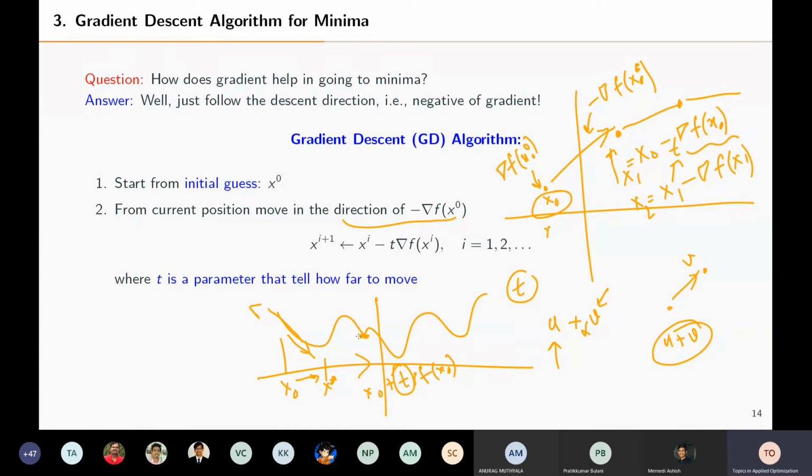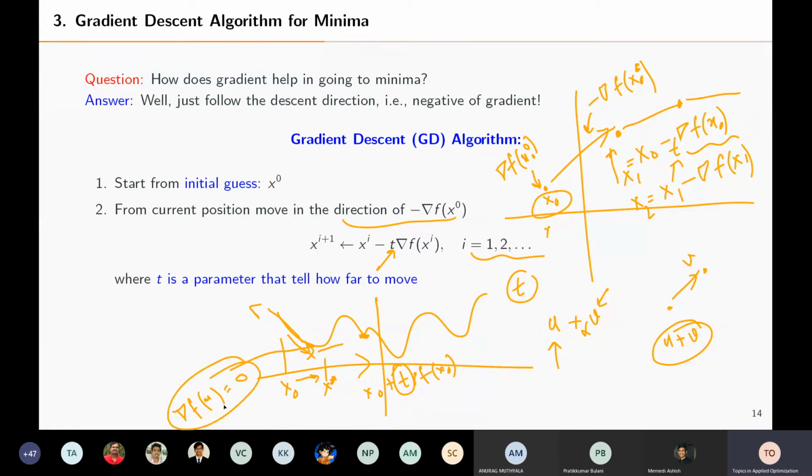How far you go is called the step length. So how far you go in a certain direction is also important. You have to run an iteration, and you have to run it until you are satisfied. Now the question is, when are you satisfied? One possibility is when I reach the minima, and at the point where I reach the minima, the gradient of f will vanish. That's when the tangent becomes flat.